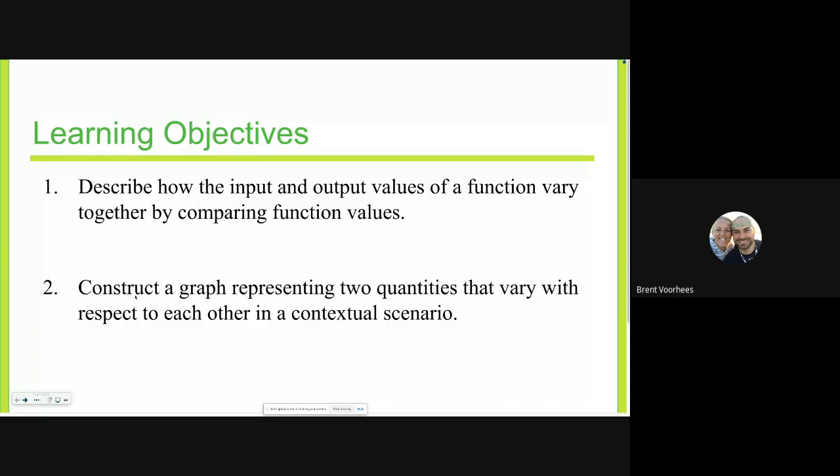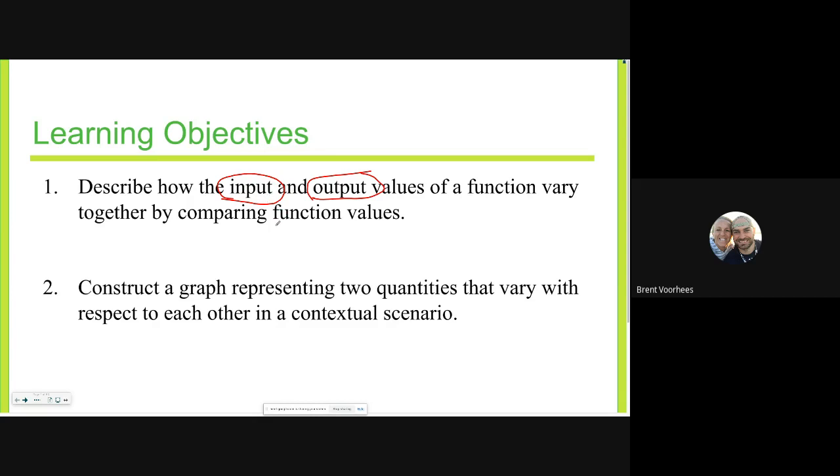Our learning objective here is specifically we're going to describe how the input and output values of a function vary together by comparing function values. So we're going to talk a lot about input and output. And we might not always use this terminology. In fact, as we go on, I won't use these words very often. I'll usually use domain and range.